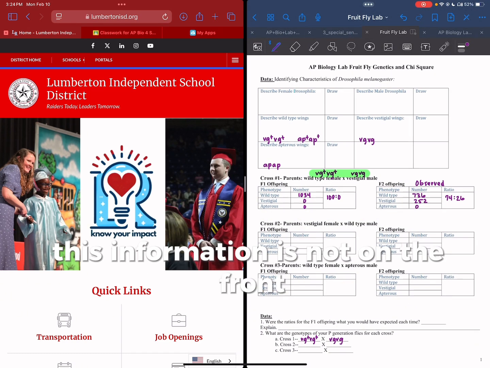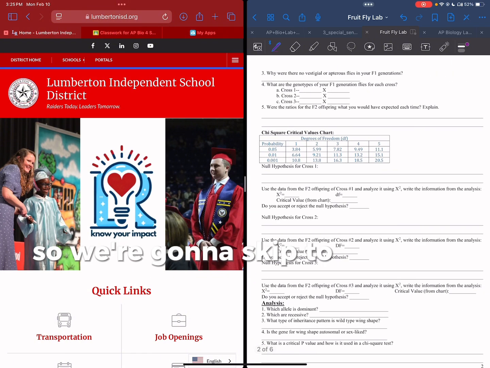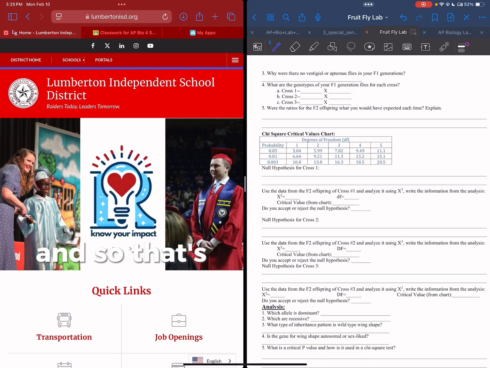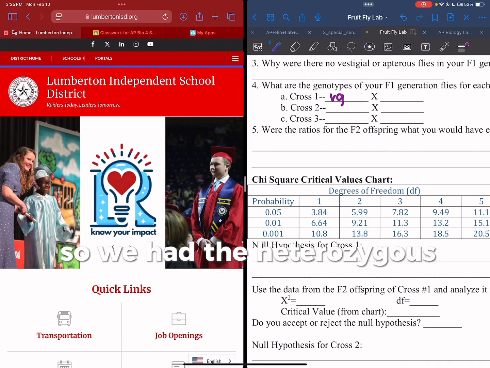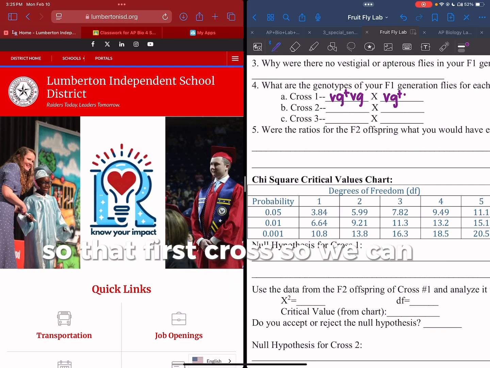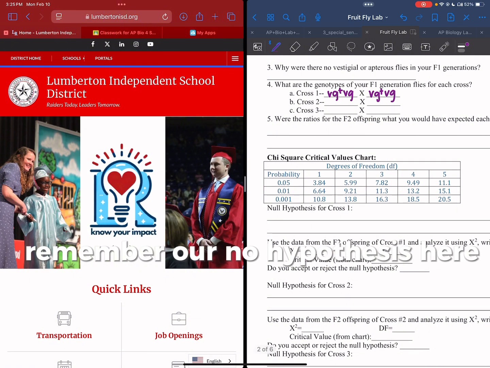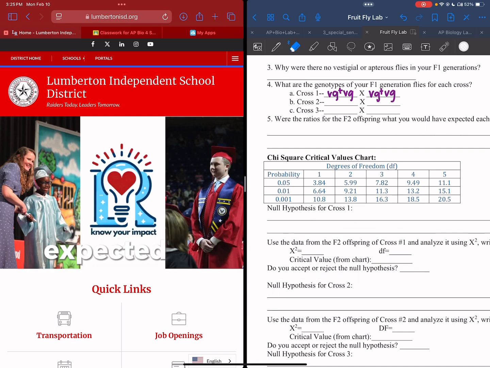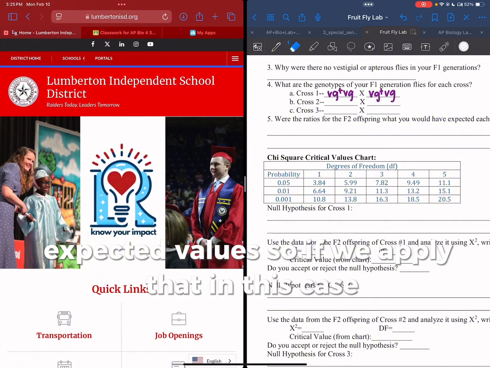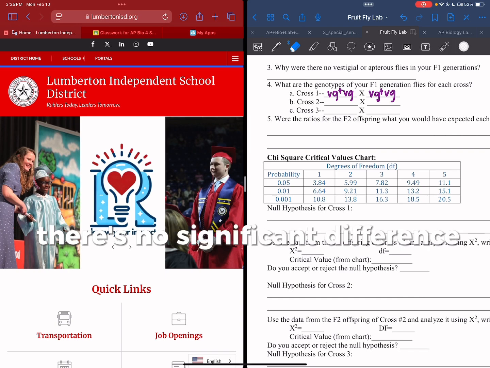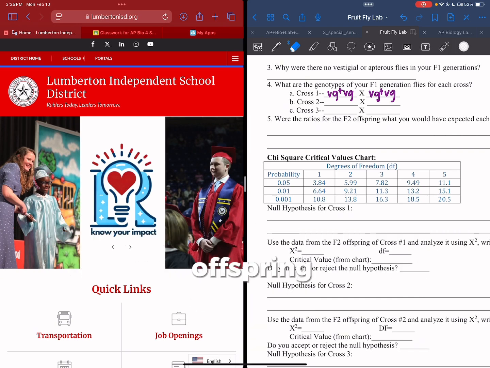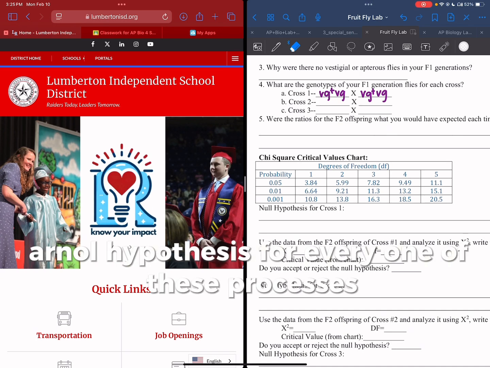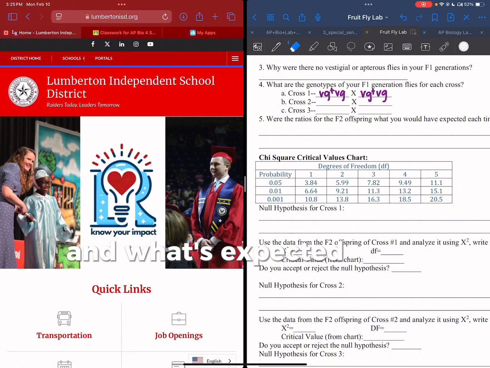This information is not on the front. I'm showing you the entire process a little bit, so we're going to skip to this page right here. It asks what the genotypes of my F1 generation were, and that's where we did the Punnett square. We had the heterozygous parents for that first cross, so we can fill that out. Remember the null hypothesis: there's no significant difference between our observed and expected values. So in this case, our null hypothesis is that there's no significant difference between the observed and expected offspring. That's pretty much going to be our null hypothesis for every one of these crosses.